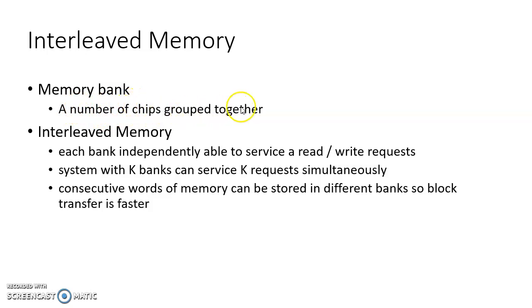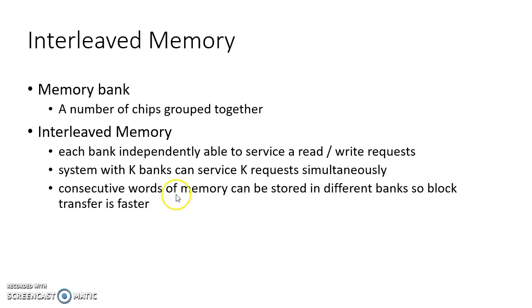So a memory bank is a number of chips that are grouped together. And in that picture I just went through, that was 8 chips that were grouped together for the producing of 1 byte. Well, the idea in interleaved memory is we can have multiple banks. And what will happen is if we have K banks, then K requests can be handled simultaneously.